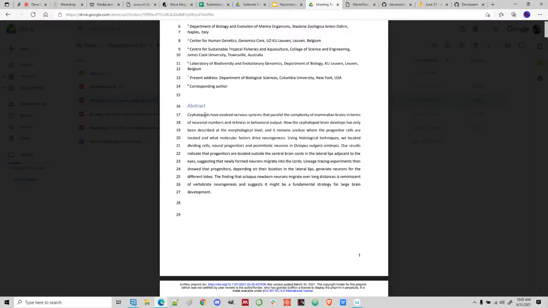So the abstract is, cephalopods have evolved nervous systems that parallel the complexity of mammalian brains in terms of neuronal numbers and richness of behavioral output. So richness of behavioral output is what it's doing in the world, as opposed to cell migration. But it very much parallels mammalian brains. Mammalian brains are always used as models for thinking about artificial intelligence, but cephalopod brains are also probably suitable for that as well. There have been some people who've explored that, but that's a story for another time.